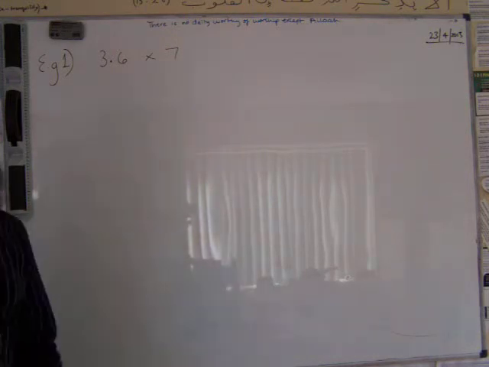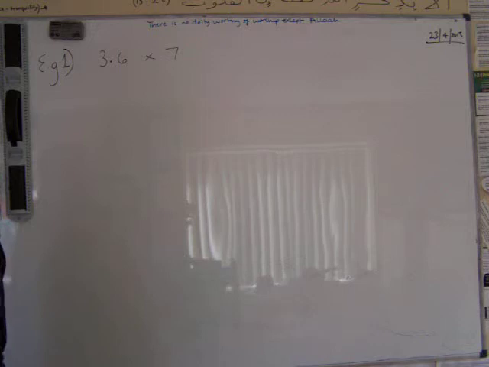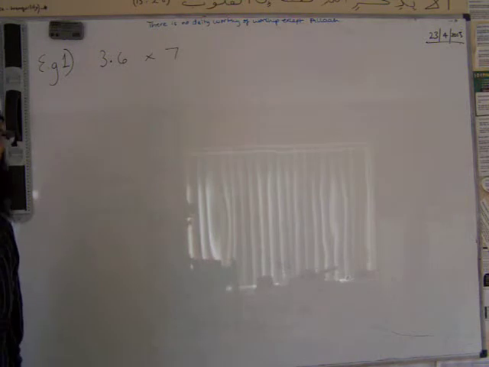Okay, 3.6 times by 7. Now, rule number 1, the method that we just did in the previous part of the video. What's the method part 1? Count the total number of decimal places.